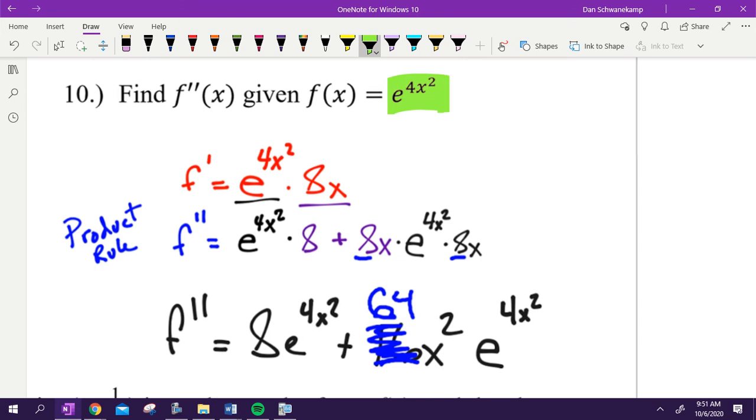So the derivative of e is what you see times the derivative of the exponent. The derivative of the exponent is 8x. Okay? And so once I've gotten that, now I need to find the second derivative.